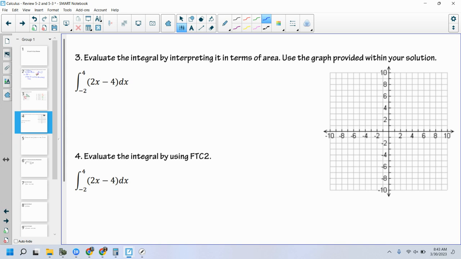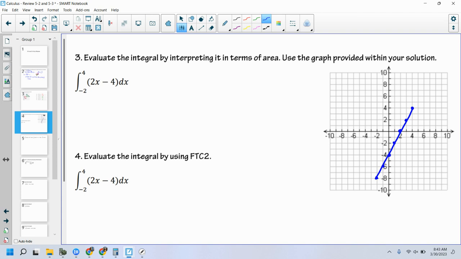All right, 2x minus 4. That's just a linear function, right? Y-intercept negative 4. Slope of 2. Rise 2, run 1. And I'm going from negative 2 to positive 4. So on the right side, I need to keep it going until I hit the x value of 4. And on the left side, I need to keep it going until I hit the x value of 2. Down 2, left 1. Down 2, left 1.